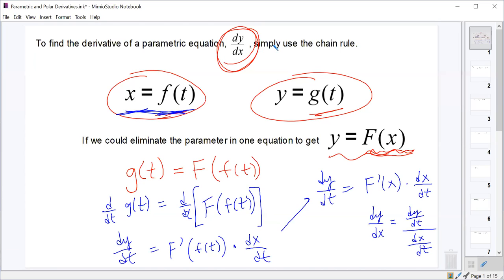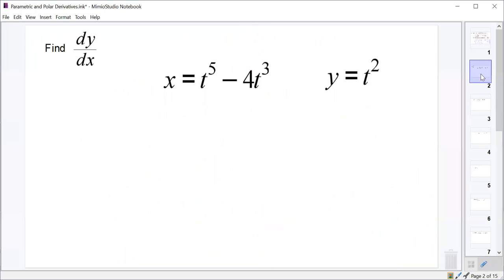And the reason we want the derivative with respect to x is because this is still in the xy plane, and dy dx should still give us the slope of the line tangent to this parametric function. So far good or no? Yeah. All right. So that's going to be our goal, is to find dy dx for some parametric functions. It should be pretty straightforward. So we'll do that here for this one.